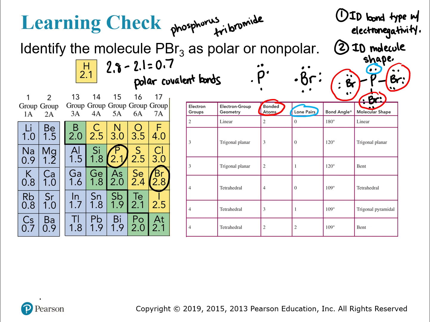Then we look at the chart and figure out what shape we have. I've got 3 bonded atoms. So that means I could have this or this for our molecule shape: trigonal planar or trigonal pyramidal. But I've also got a lone pair. So that rules out trigonal planar. It has to be trigonal pyramidal because I've got 3 bonded atoms and 1 lone pair.